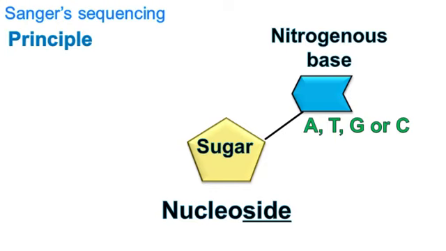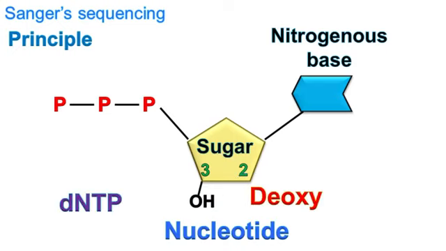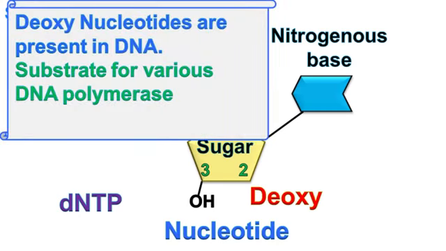Now watch carefully. If the hydroxyl group at the 2' end of the sugar is removed, then it's called deoxynucleotide. The deoxynucleotides are present in the DNA and they are used as a substrate by the enzyme DNA polymerase. All the DNA polymerase, whether it's DNA polymerase 1, 2, 3, Taq polymerase, etc., uses dNTPs as their substrate.